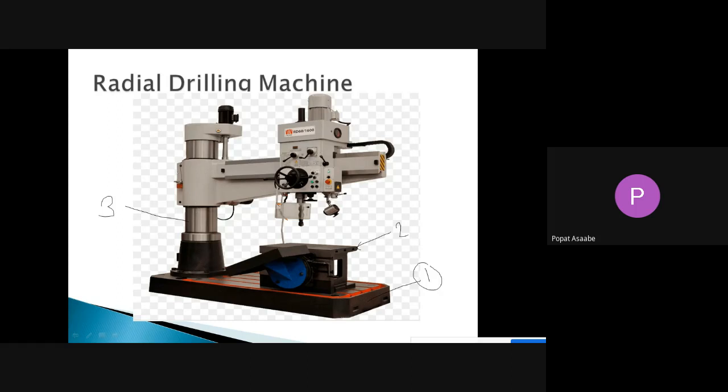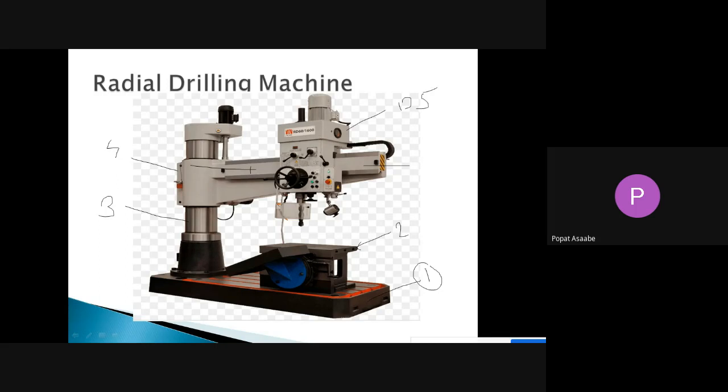On that vertical column we have mounted this, part number four, which is called the radial arm. This whole portion is called the radial arm. On this radial arm we have mounted the drill head. This portion is called the drill head, part number five.